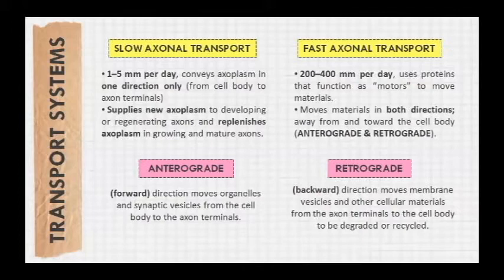However, fast axonal transport could also be retrograde. This retrograde moves in a backward direction, in which the membrane vesicles and other cellular materials are moved from the axon terminals to the cell body to be degraded or recycled. So those are the two kinds of transport systems, anterograde and retrograde, under the fast axonal transport. So now we will proceed to the different classifications of neurons.